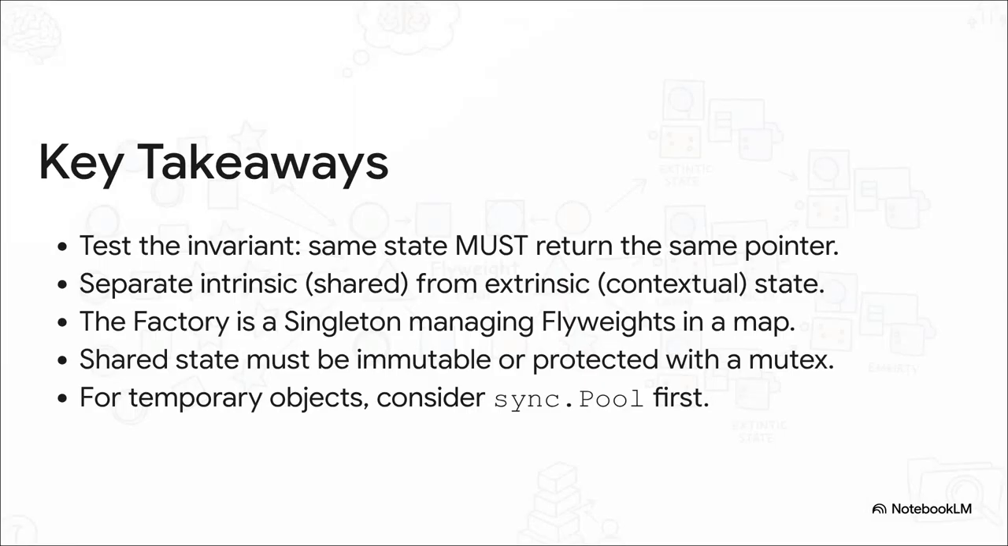Okay, so let's do a quick lightning round of the key takeaways here. 1. Always test your invariant. Same state must equal the same pointer. 2. You have to get that separation between intrinsic and extrinsic state right. 3. Remember, the factory is a singleton that holds all your flyweights. 4. Any shared data has to be either totally immutable or protected by a mutex. And 5. Before you build your own, always check if sync.Pool can do the job for you.